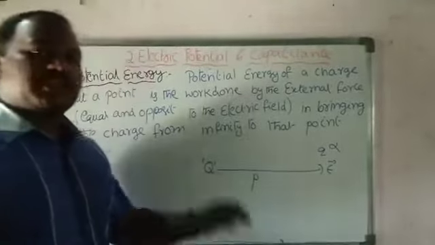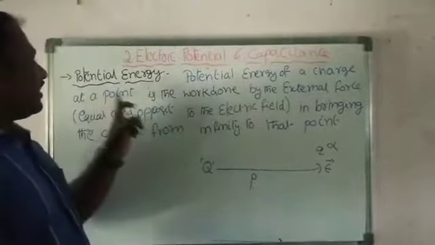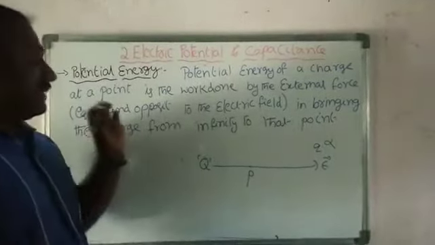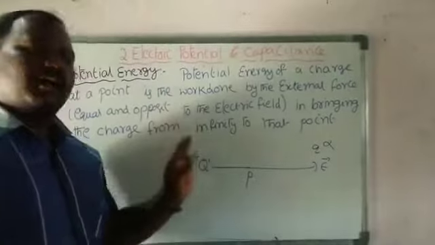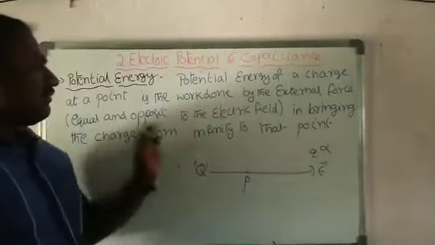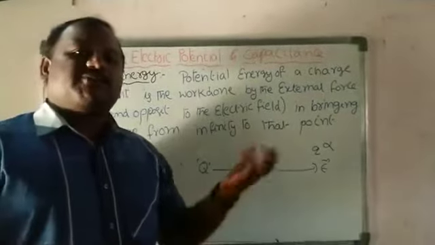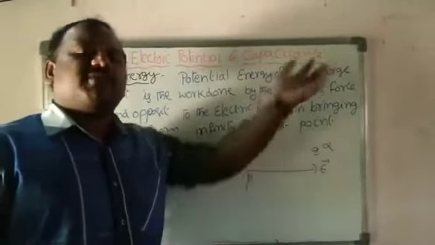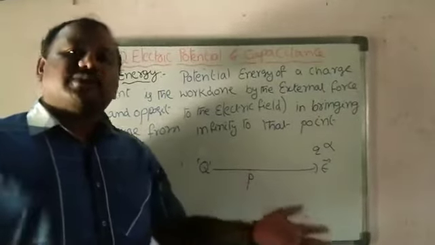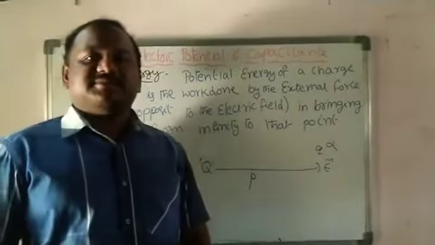The definition for potential energy is: the potential energy of a charge at a point is the work done by an external force, that force being equal and opposite to the electric field, in bringing the charge from infinity to that point. In general words, if a charge is taken from infinite distance to a point P in the electric field, we have to do work. That work can be called potential energy.